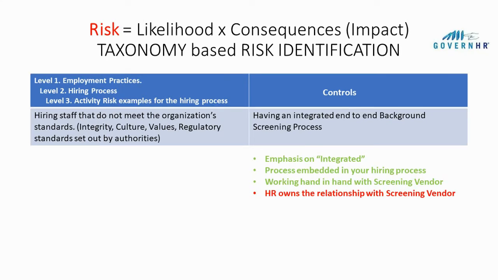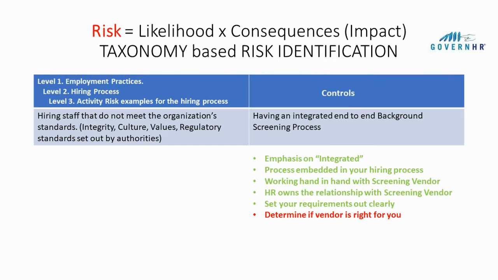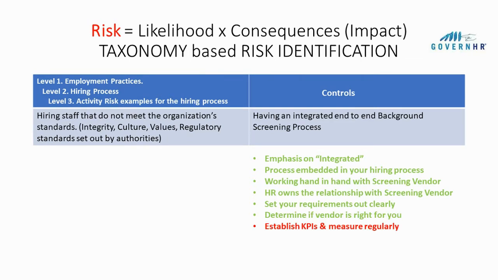Now, before you start off with a screening vendor, you need to decide on exactly what you're looking for. You need to make that clear to the vendor, and they need to come back to you and tell you what they can do, what's achievable, what's not achievable, what their limitations are. From there, you decide to move on to another vendor, or you decide to have a compromise, or it all fits well and you move on happily ever after. Moving on from that, you need key performance indicators that you measure on a regular basis, and you have meetings on a regular basis with your screening vendor to determine whether or not they're hitting those targets.